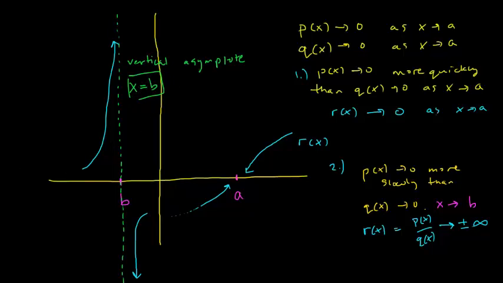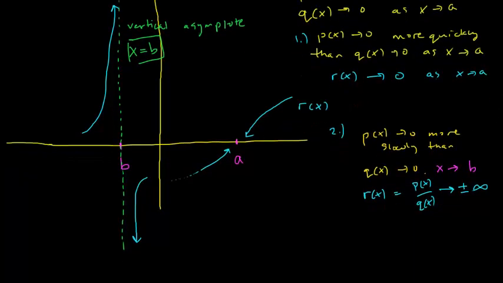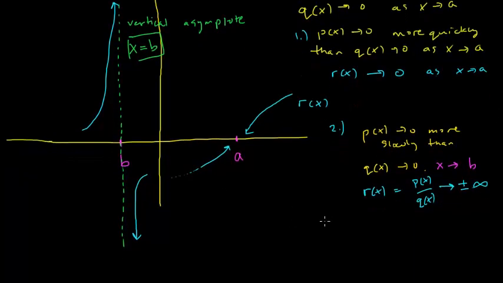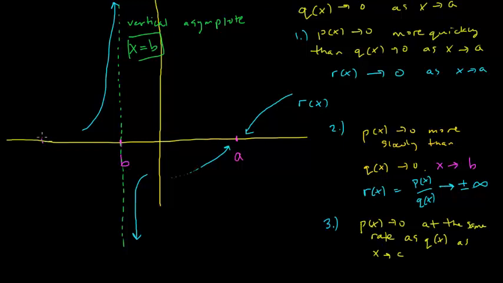So there's one more possibility, just like before. What happens if p of x and q of x both shrink towards 0, and they do it at the exact same rate? So p of x goes to 0 at the same rate as q of x. And let's give ourselves a reference as, say, x goes to the point c. So let me just draw c right here.